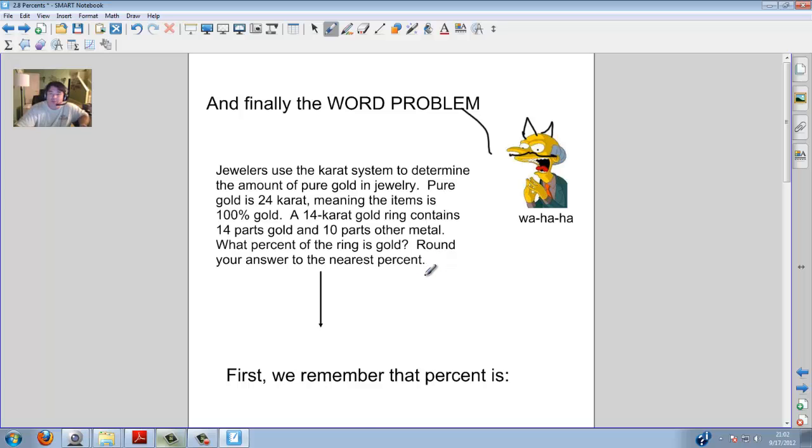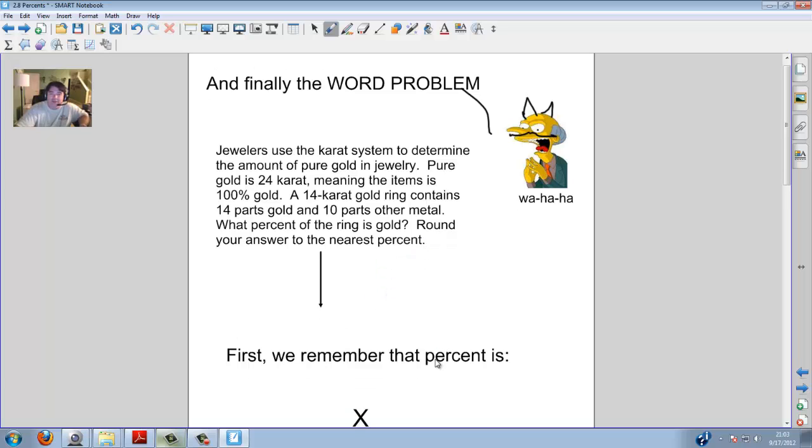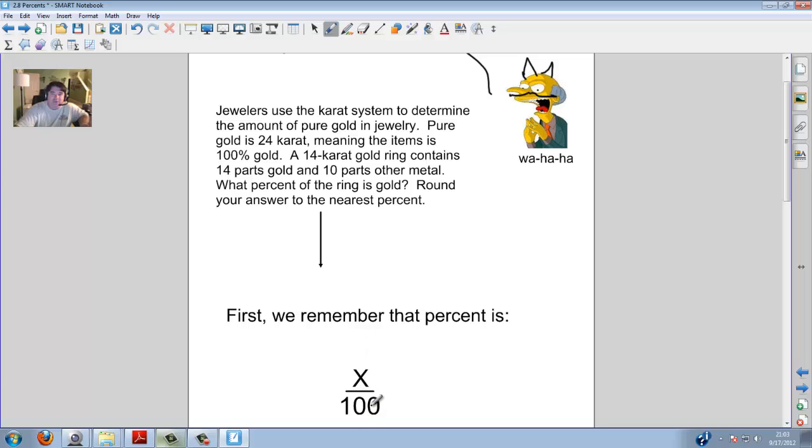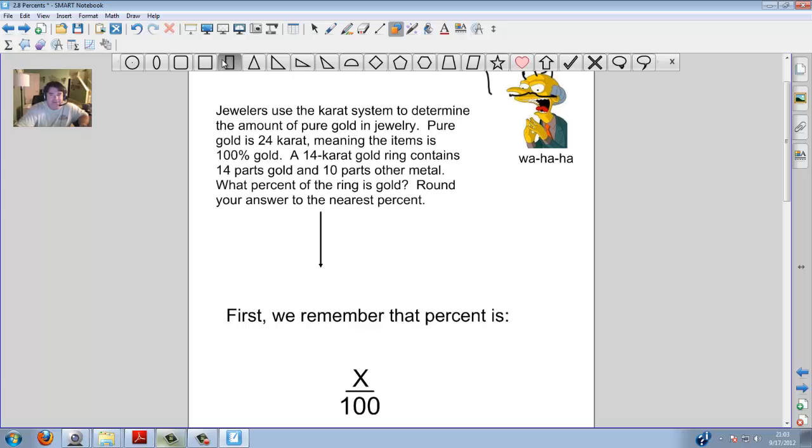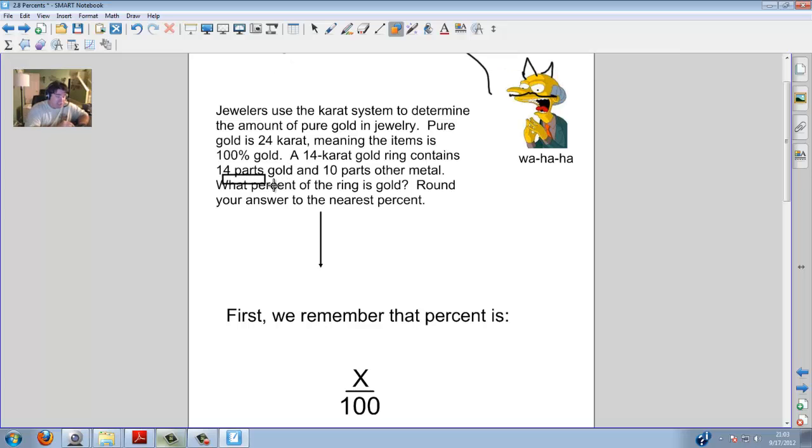So here's what we have. Remember that the percent was X over 100. Any percent is X over 100, so that doesn't change. If we want to find a percent of anything, it is X over 100, so we can get that right out of the way. So right away you can take this here and say what percent. That means X over 100.